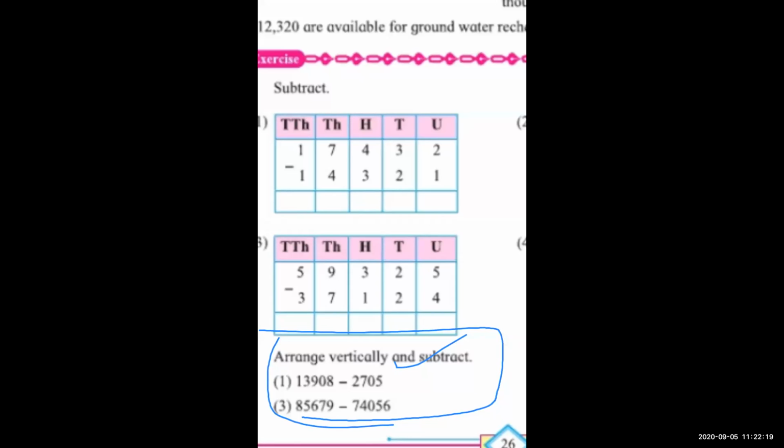11,203. Good. This is your correct answer. Now next sum.